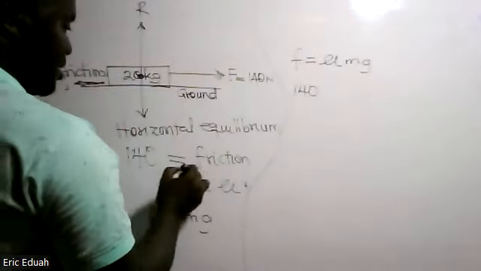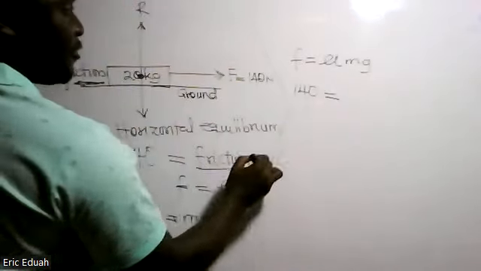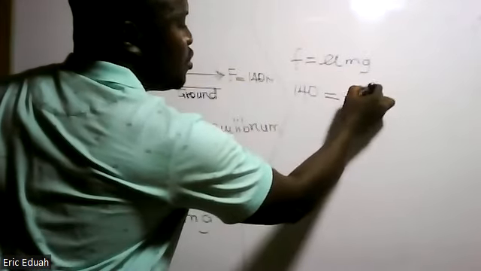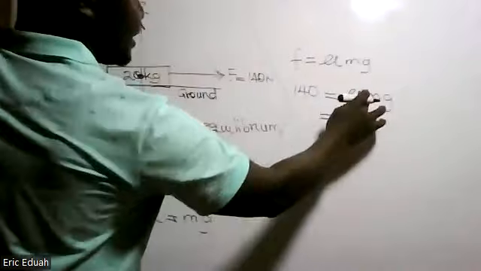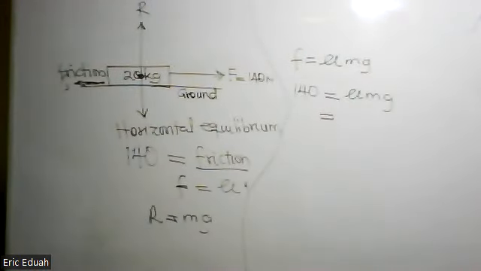So we have 140 being equal to friction, which is mu mg. We already have calculated mg.